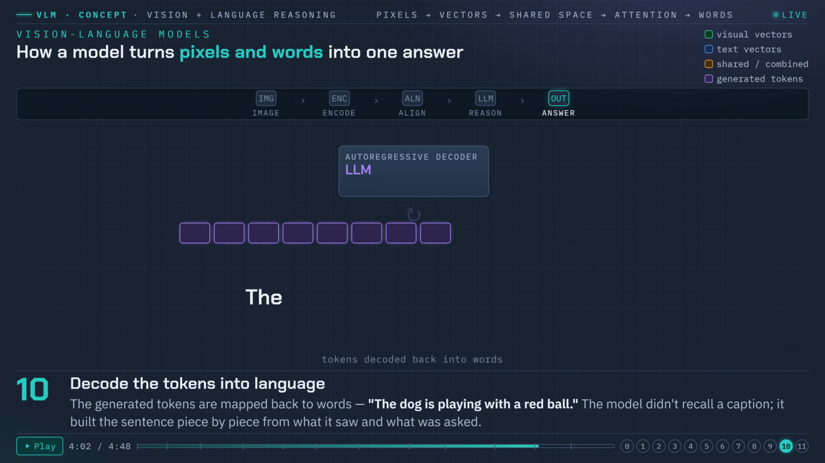Finally, those generated tokens are decoded back into words. "The dog is playing with a red ball." The model didn't recall a stored caption. It built the sequence piece by piece from what it saw and what was asked.